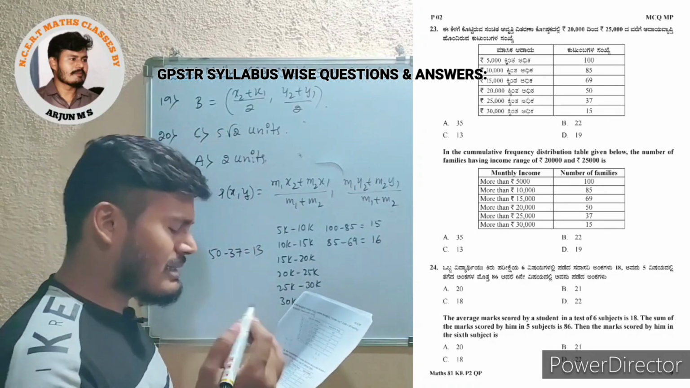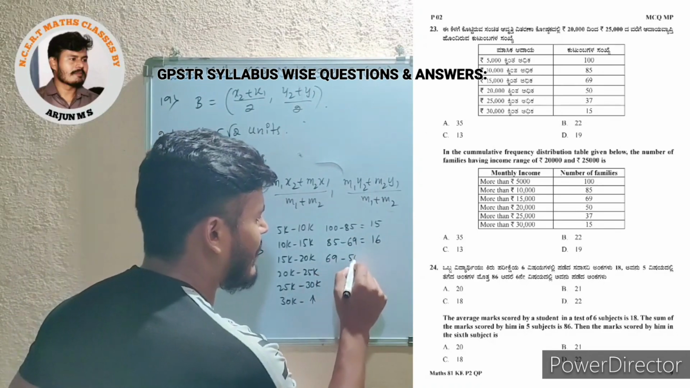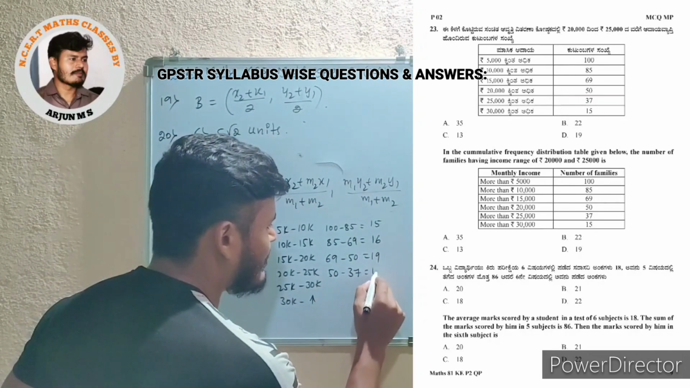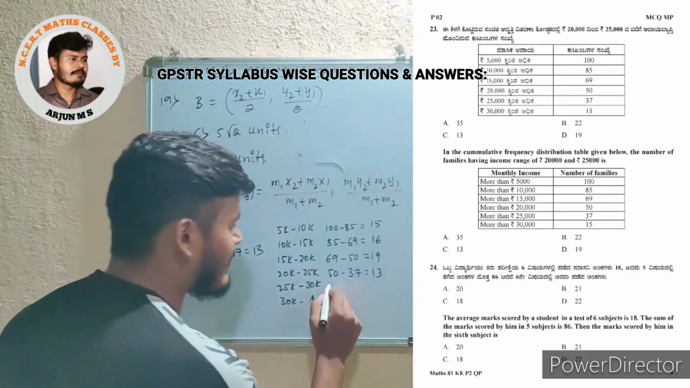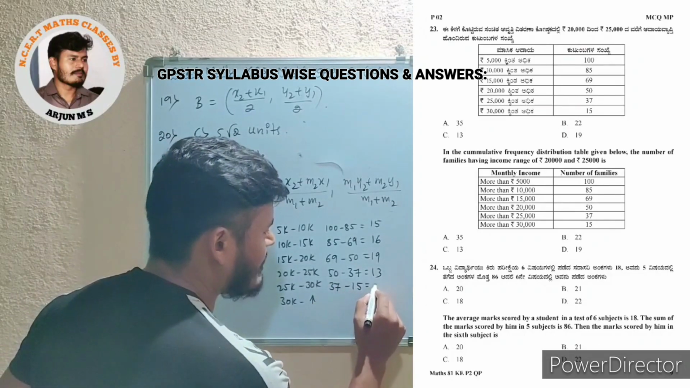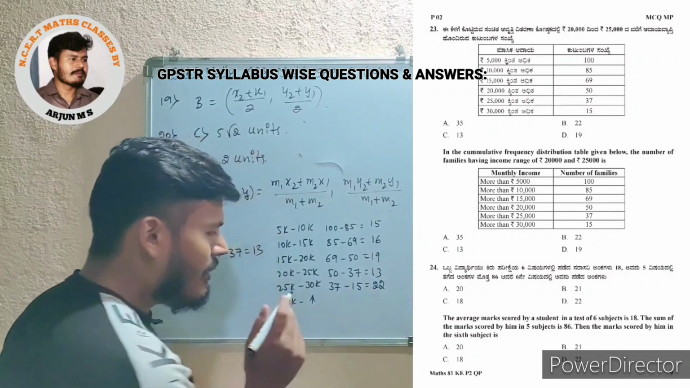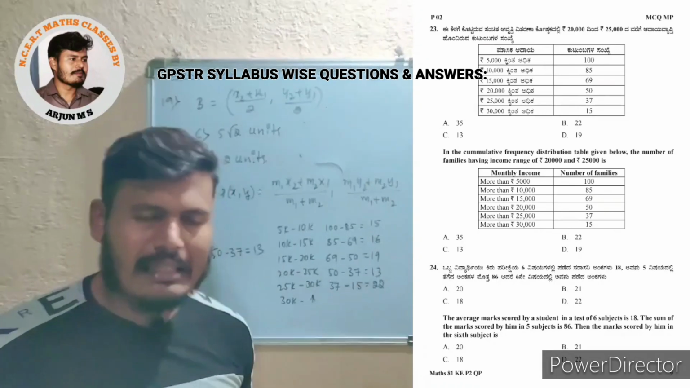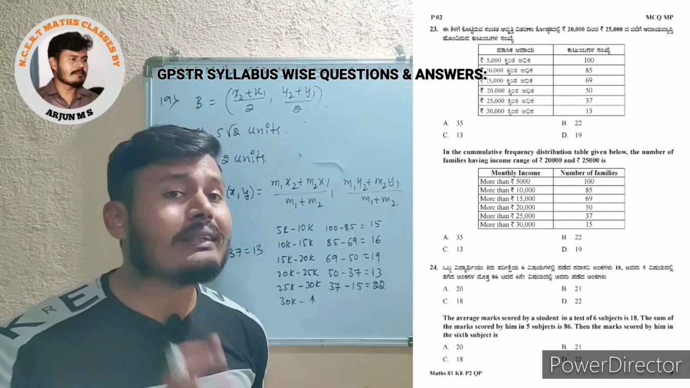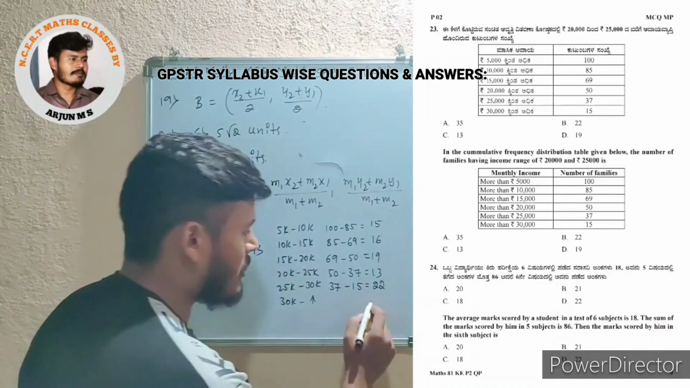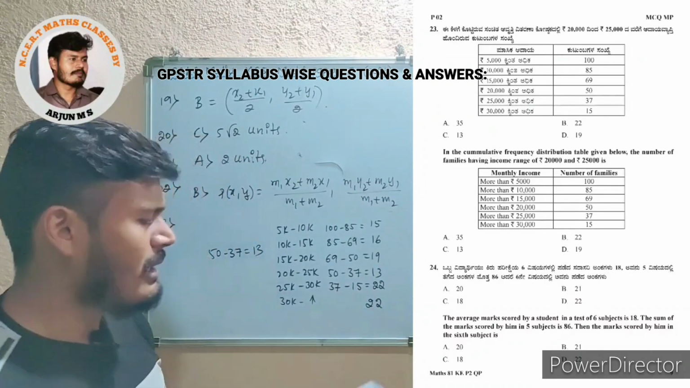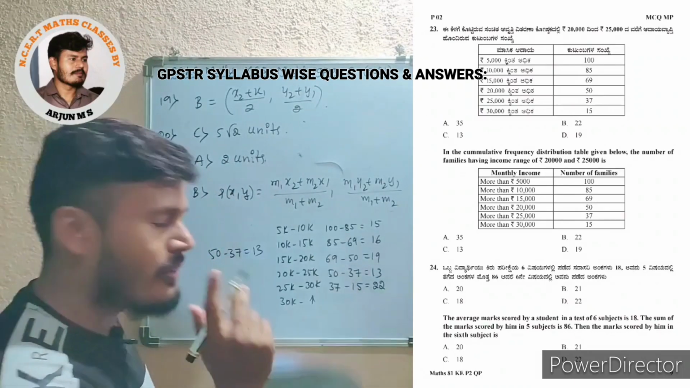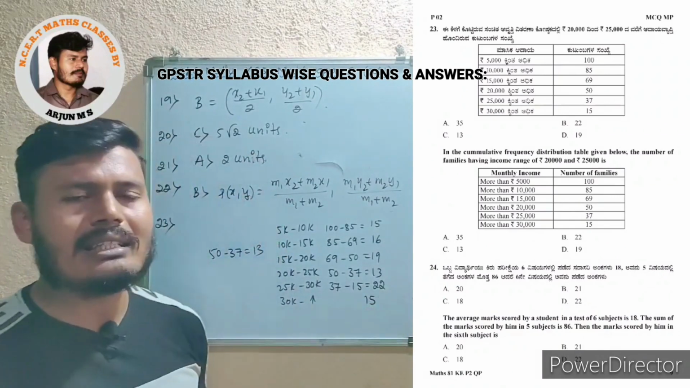Then you just continue the same process. 69 minus 50, which is equal to 19. Then 50 minus 37, which is equal to 13, and 37 minus 15, which is equal to 22. We know that in a more than type cumulative frequency, the last frequency is equal to the last more than type cumulative frequency. I hope you all know about that. That's why here the last one is equal to 15, not 22. Here the last more than type cumulative frequency is 15. That's why the answer here is 15.